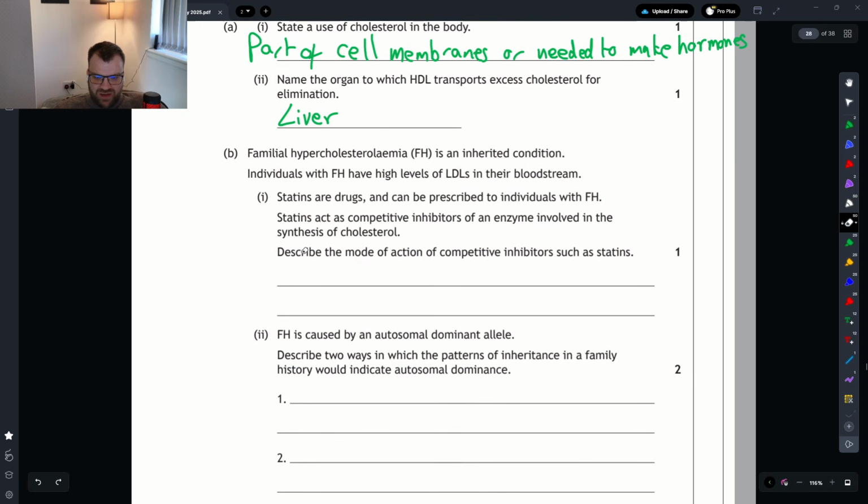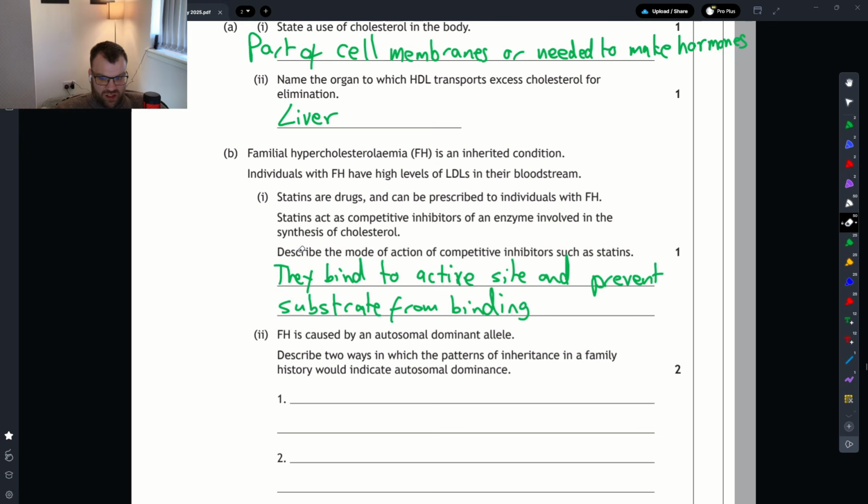Next one, we're talking about competitive inhibitors. These bind to the active site of the enzyme and they prevent the substrate from binding to it. So in this case, the statin would bind to the active site of the enzyme and the enzyme could not make cholesterol. That would bring your levels down, which is what they're wanting.